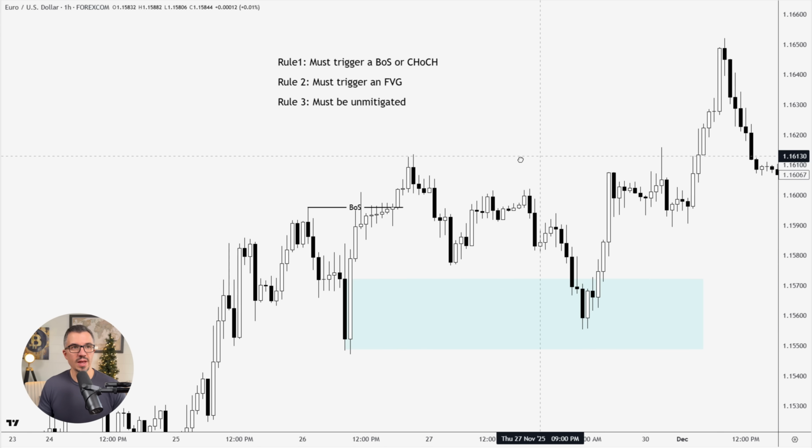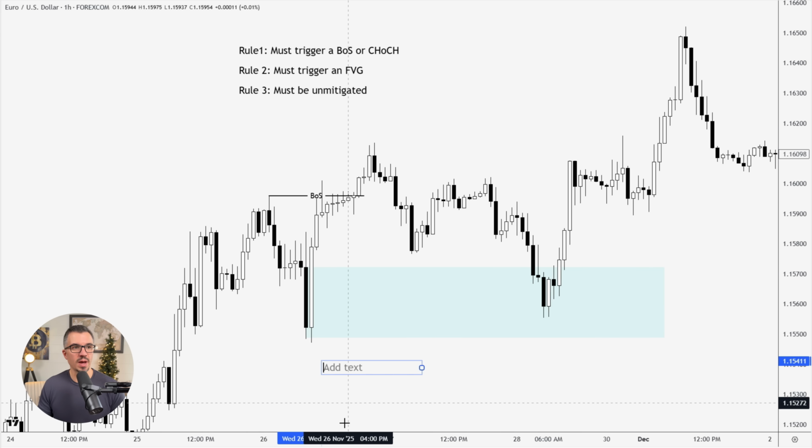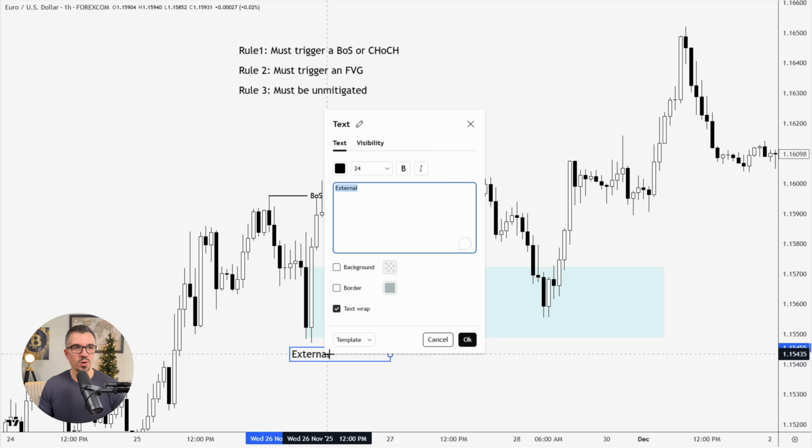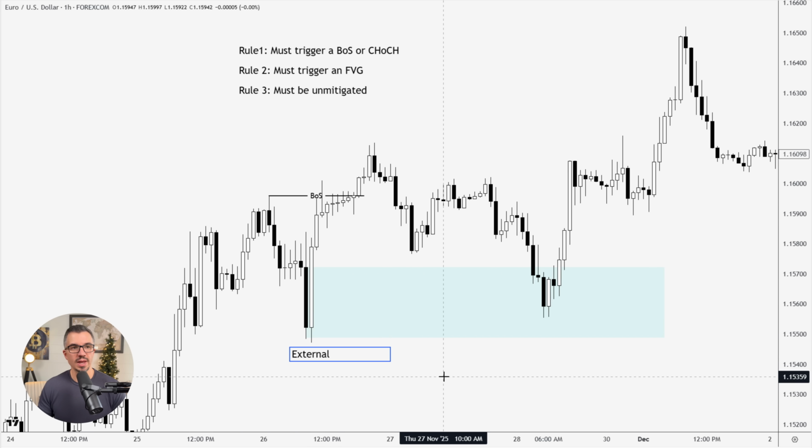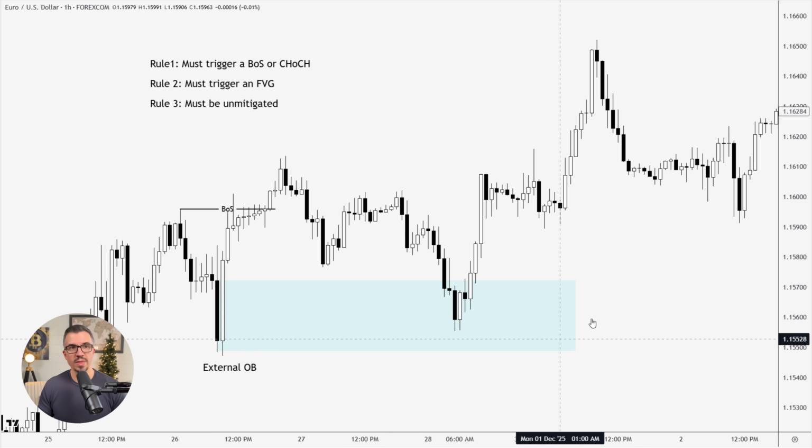Now, in this case, I'm going to actually put a label here and call this external because this was an external order block. Order blocks can technically form externally or internally, which I'll show you next. And personally, and a lot of traders might disagree with this, but I've actually found a lot of success with internal order blocks, and I'll show you exactly why here in a moment.